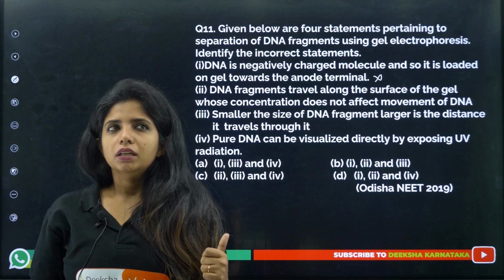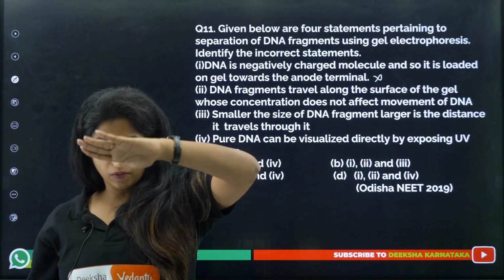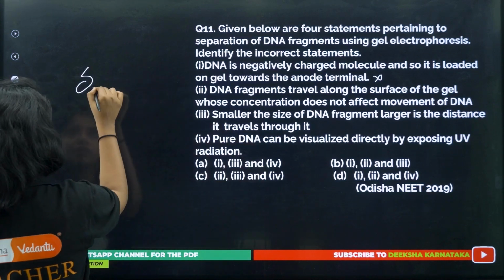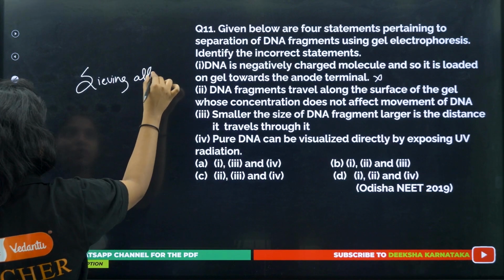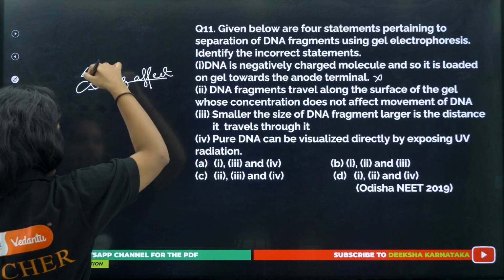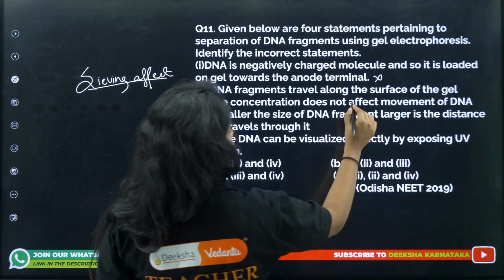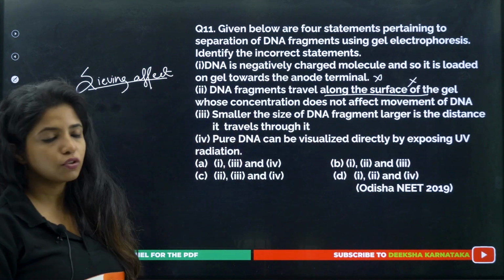So in gel electrophoresis, you feel that the DNA is moving on the surface, but it's not like that. The gel is basically showing a sieving effect. Okay, what does it show, children? Sieving effect. That means inside, within the gel, it is passing through. It is not passing through the surface. This becomes wrong. Okay, so this statement is also wrong.